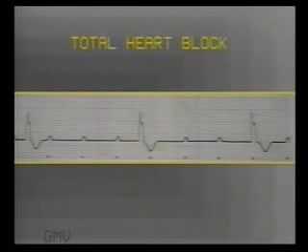But there is no fixed relationship between the two. That is, the atria are beating to their own sinus rhythm and the ventricles are beating to their own ventricular rhythm. Impulses are not going across the AV node to the ventricles. So this is third degree AV block, or complete heart block.